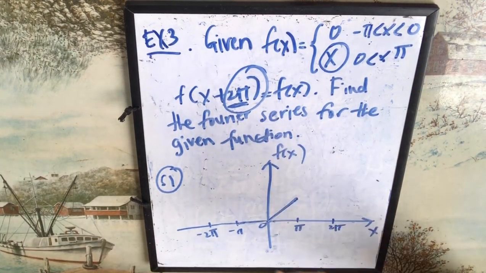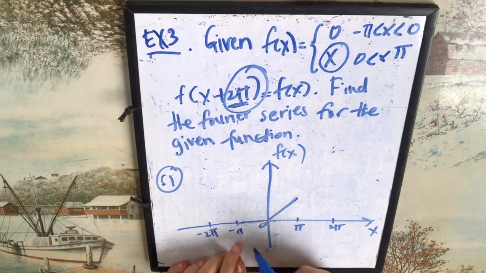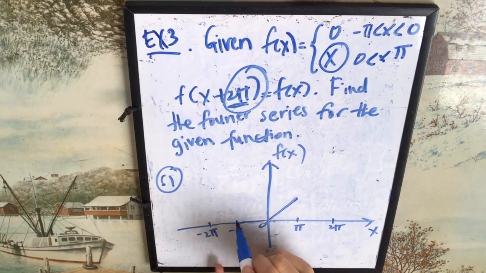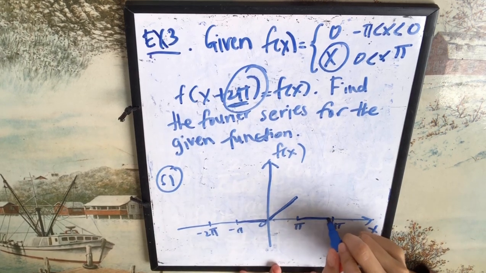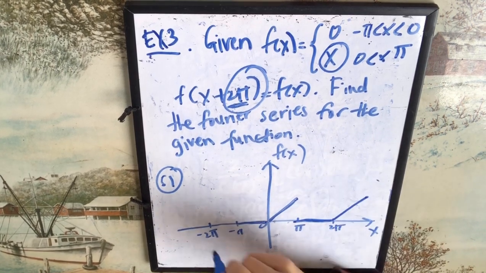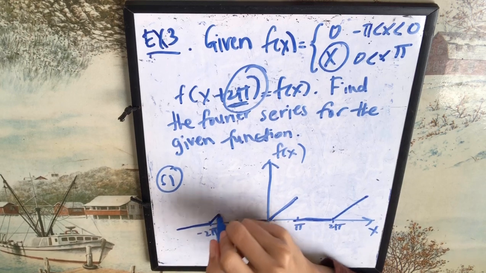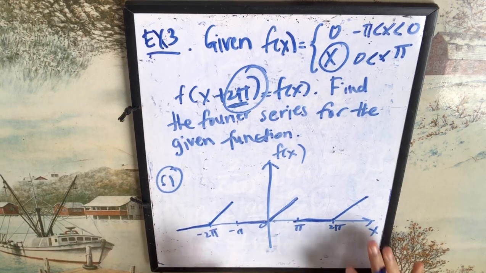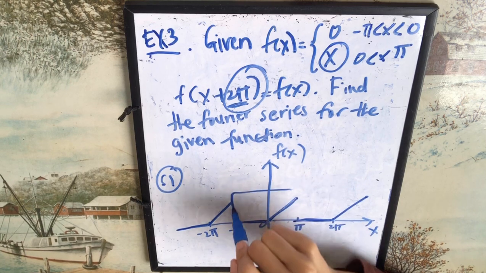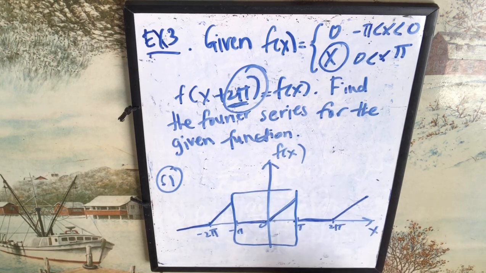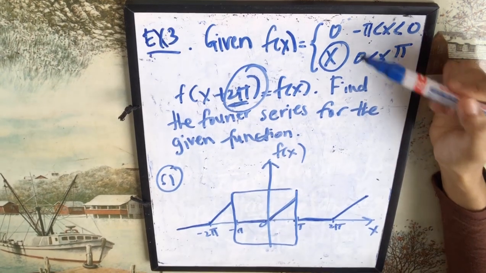You need to refer to your period, so you just repeat the same shape. This is 0 to pi, like this, and you just continue from pi here, this one, this one. So this is the complete graph. But our main interest is this one, because the interval is from negative pi to pi.